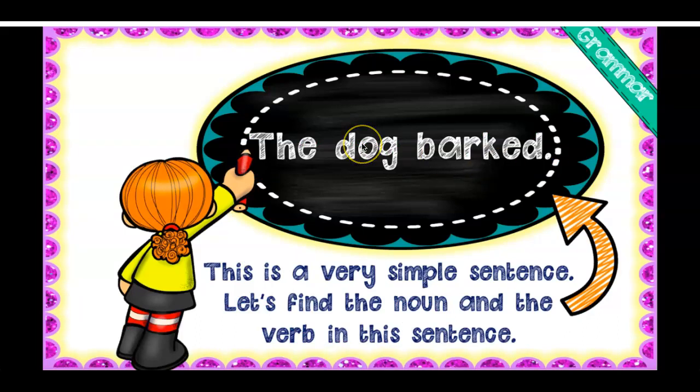I have a very simple sentence here. The dog barked. There's nothing wrong with that sentence, but it's not very interesting. So let's build onto this sentence by adding adjectives. First, let's find the noun. What's the noun in this sentence? We should also find the verb in this sentence. What's the verb?